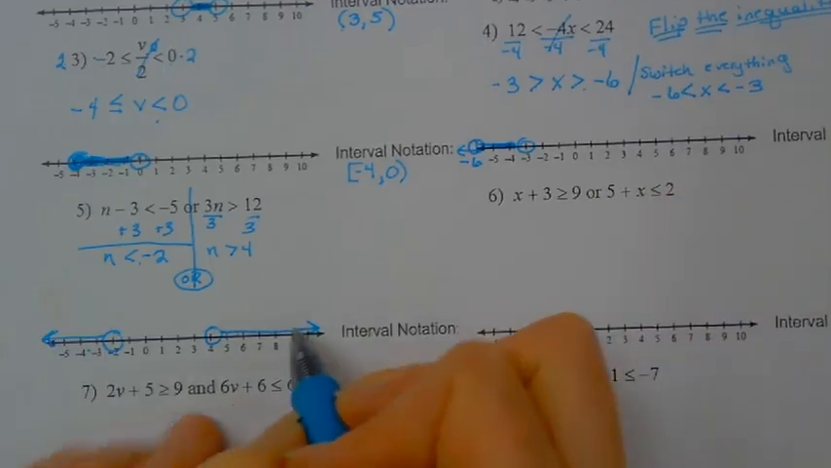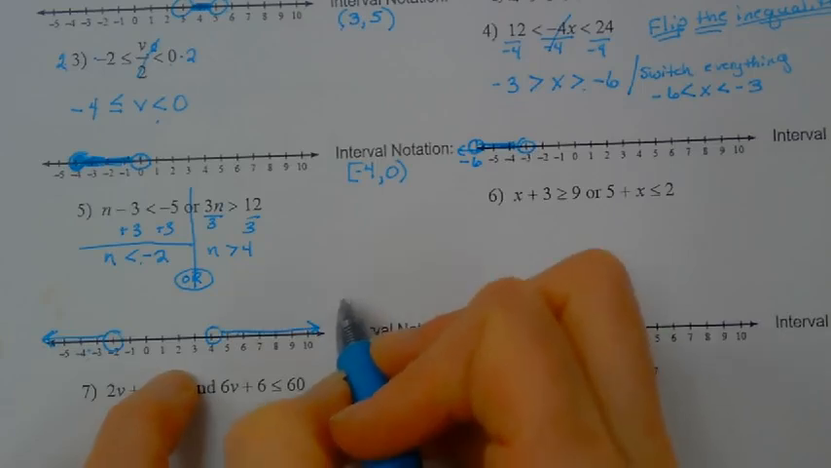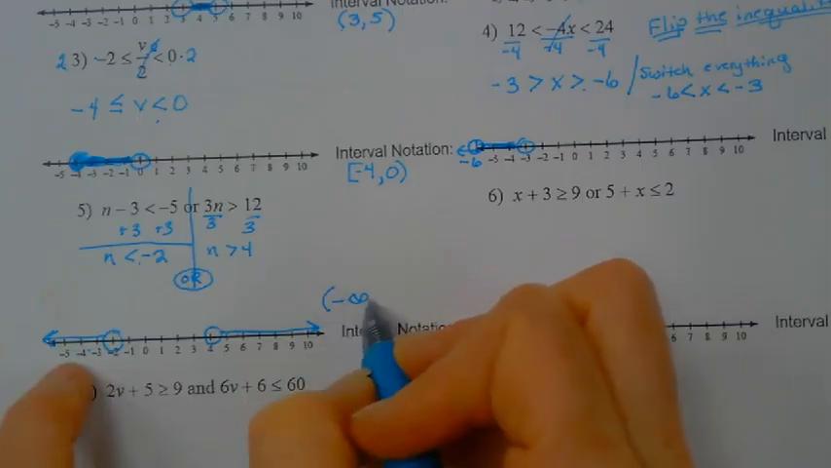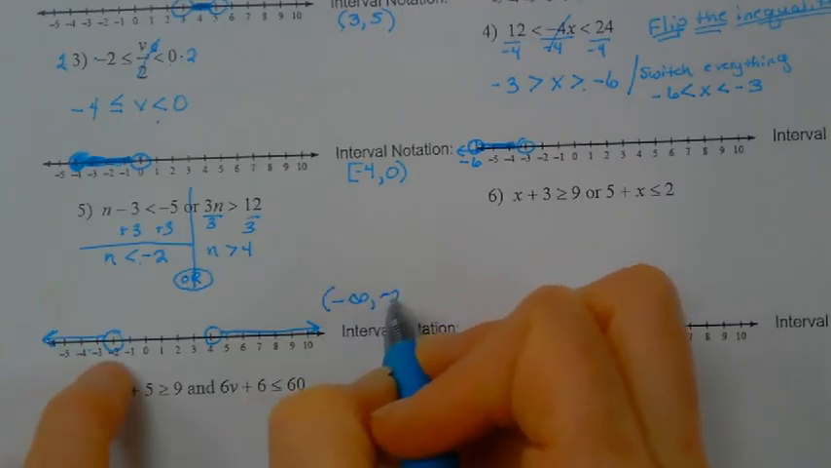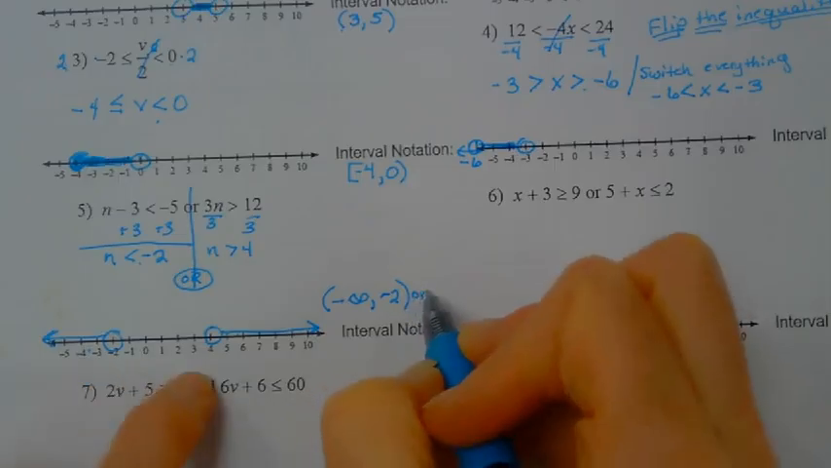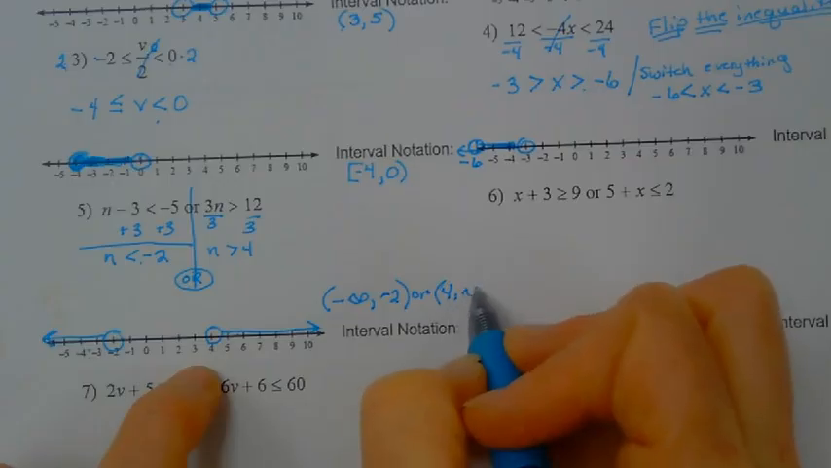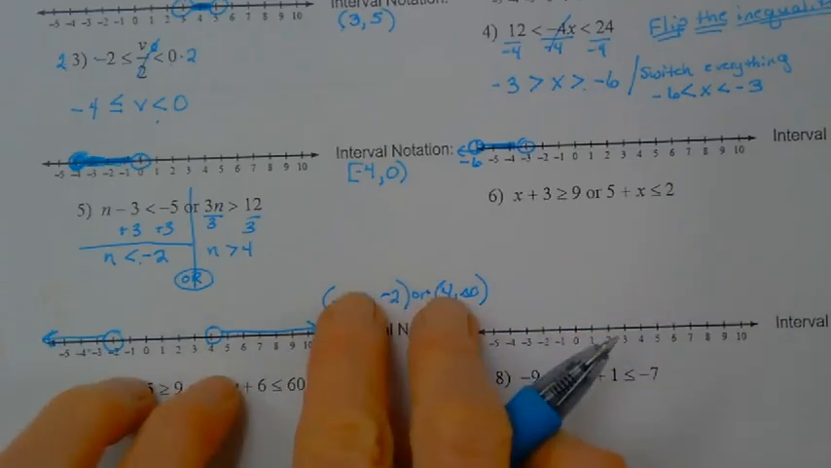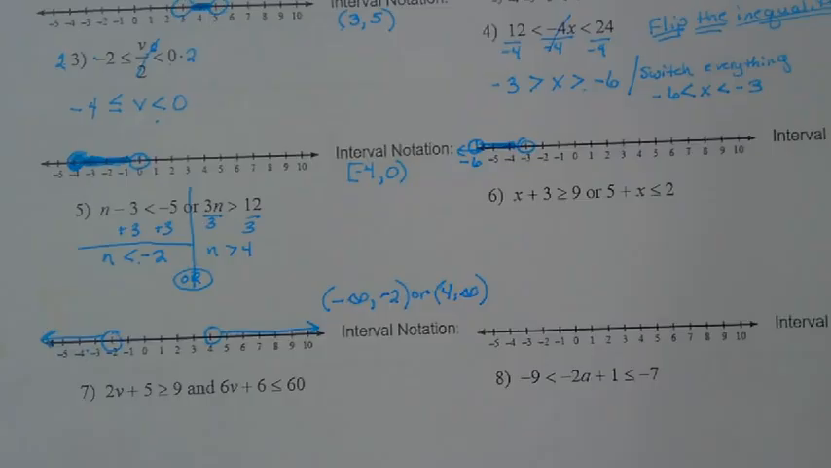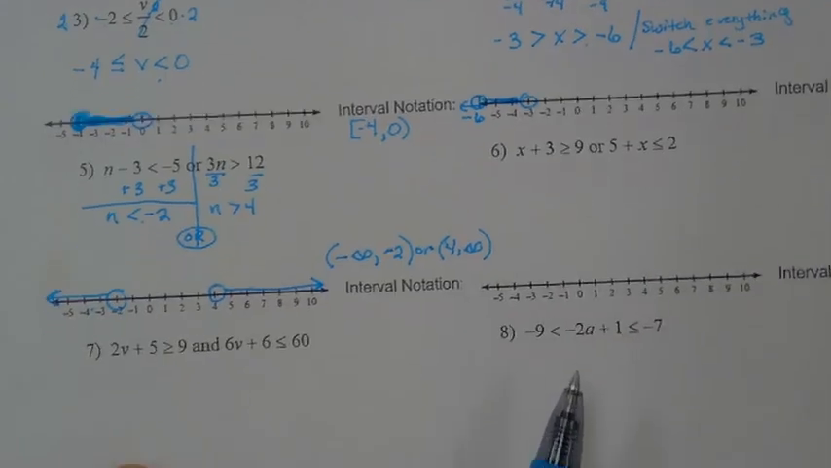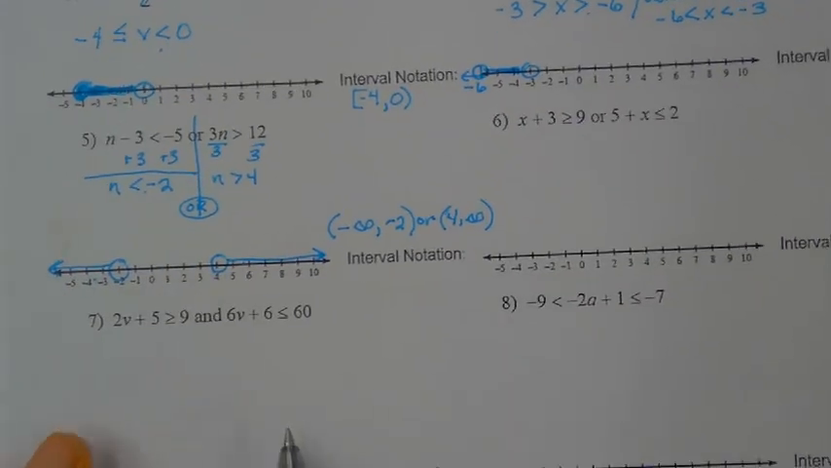Okay, so our interval notation here is going to look a little different. I'll write it up here. It's going to be all the numbers from -infinity up to -2, or all the numbers from 4 up to positive infinity. So we're going to have two separate notations for this. Okay, so you're going to try this one on your own, and then let's look at, I'll do this one.